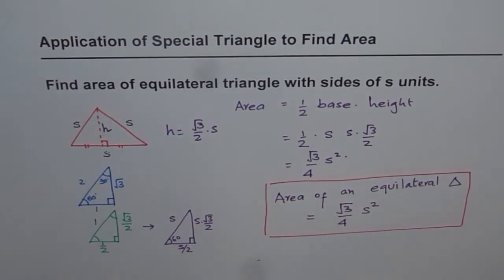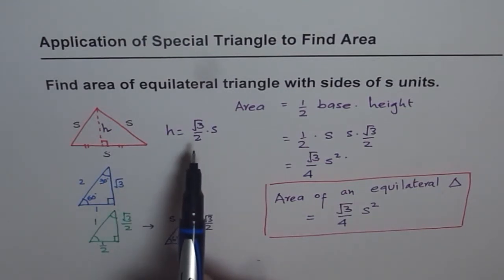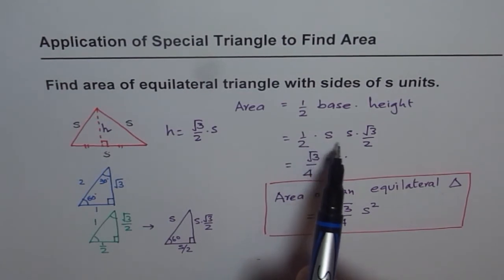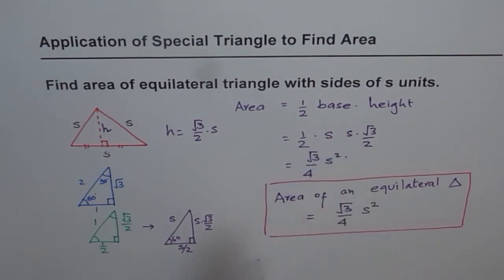So important thing here is special triangles, we can scale the size. They are similar triangles. You can multiply or divide by the same factor. So if S is your side, then the height is going to be square root 3 divided by 2 times S. And we know base is S, and therefore the area will be half base, which is S times square root 3 over 2. That gives us square root 3 over 4 S square as the area of an equilateral triangle with S as the sides.